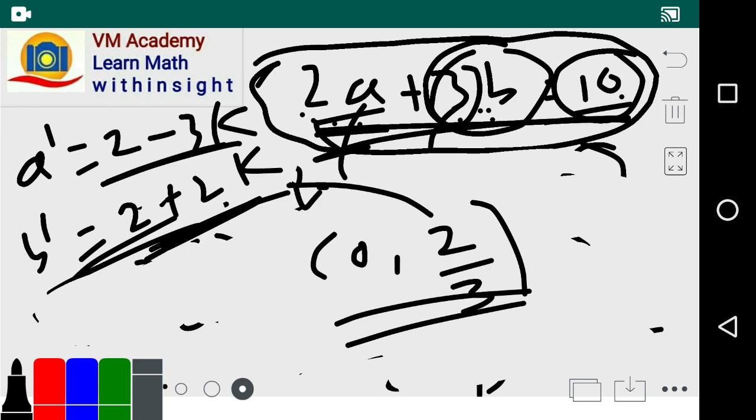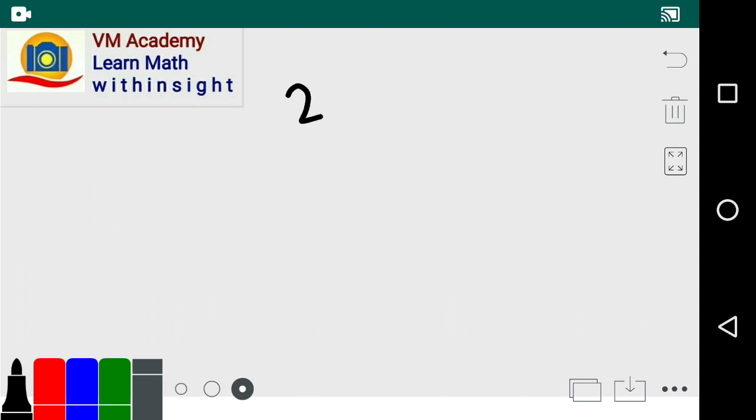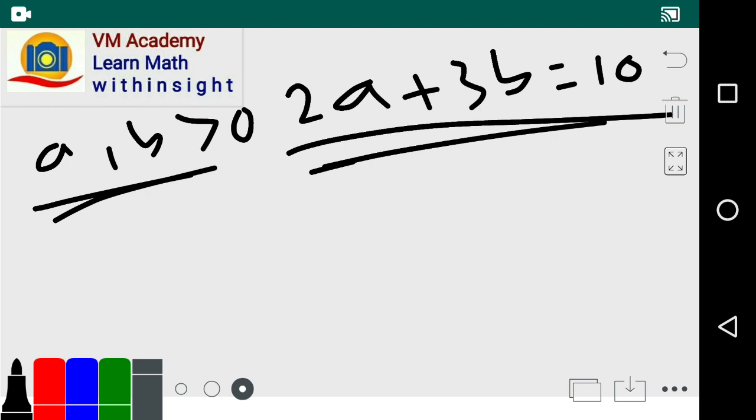But if we would like a dash and b dash to be integers, then k equal to 0 is the only solution, that is 2 and 2. And that is logical, friends. Why logical? 2a plus 3b equal to 10. If we would like to calculate integer solutions, and that too positive solutions, that is a and b greater than 0 and a and b must be integers, then what are the possible ways?